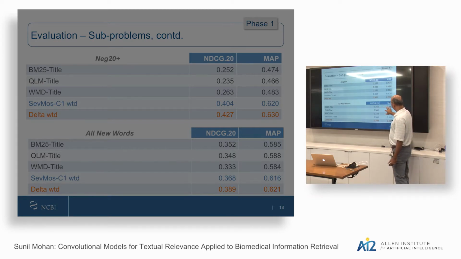On the all new words subset, the lexical features perform fairly close to their overall numbers. The SEVMOS and delta models both show a slight improvement.